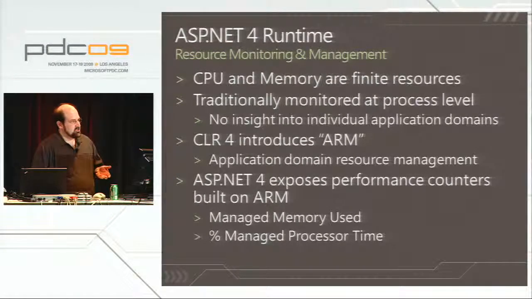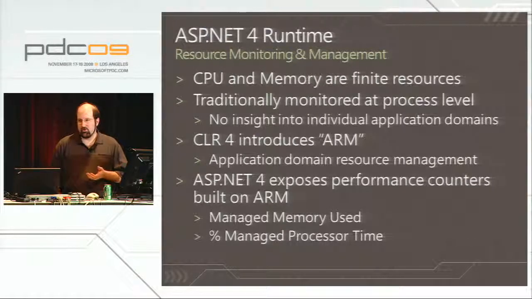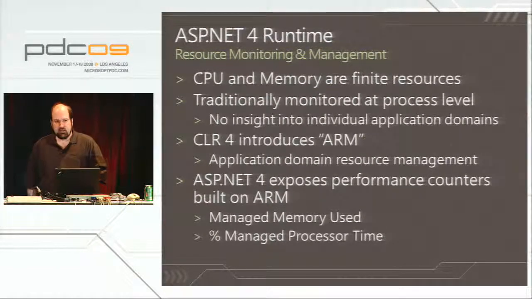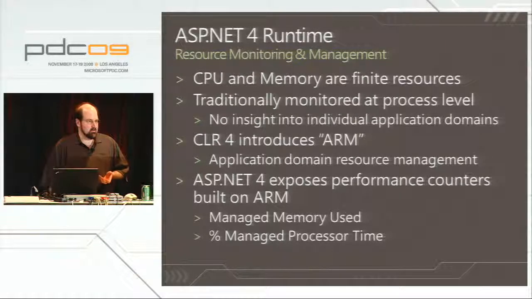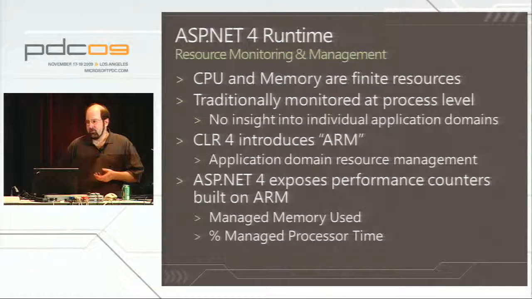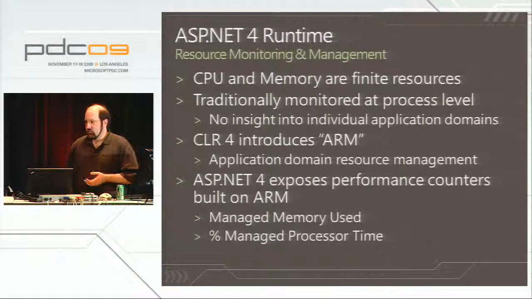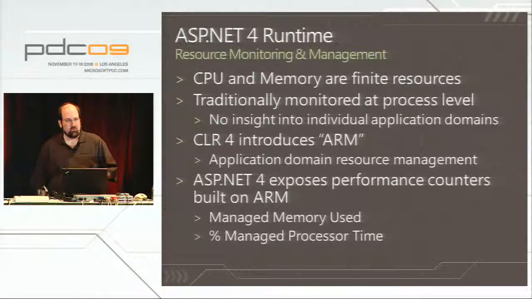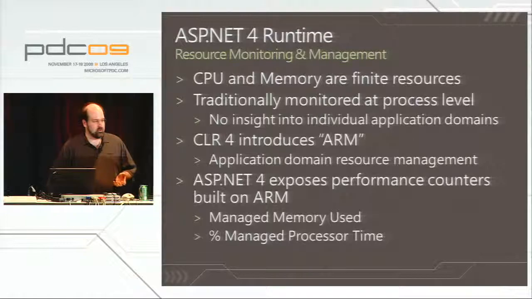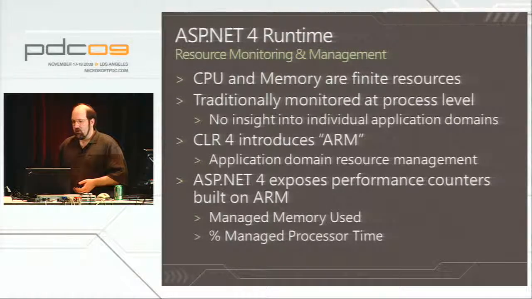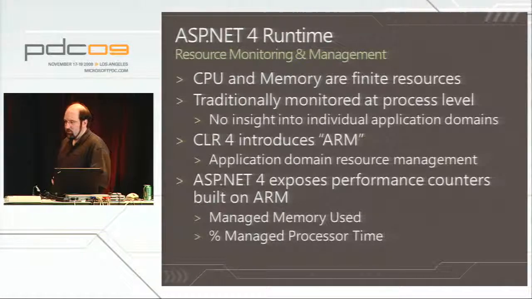So this ARM feature, what it does is the CLR has the ability to peek into what's going on inside of an application domain, and it can actually attribute both CPU time and managed memory usage to a specific application. What that allows us to do is, when there are multiple app domains running in a single worker process, figure out with some degree of granularity who's using up a lot of CPU time and who's using up a lot of managed memory. And so what we did to integrate with the CLR ARM feature is we exposed two new performance counters.